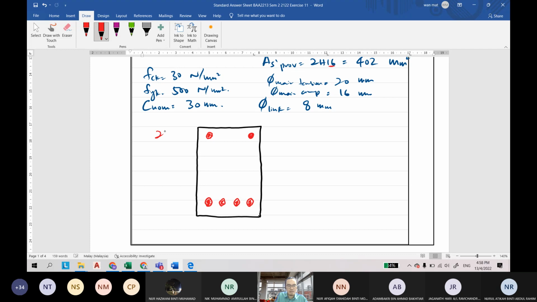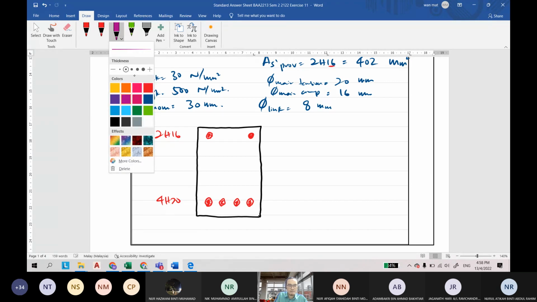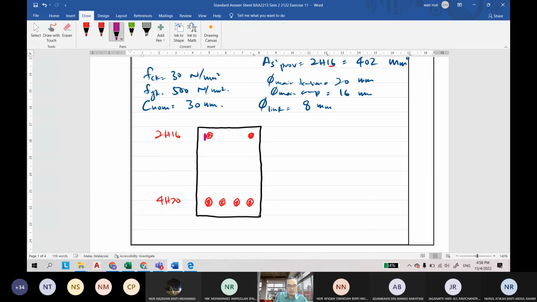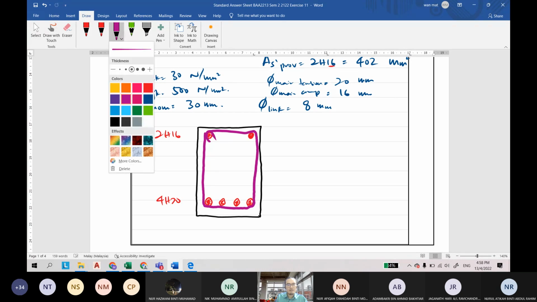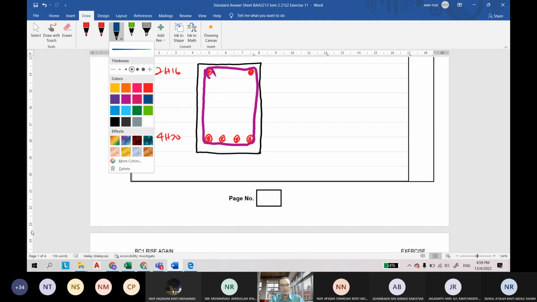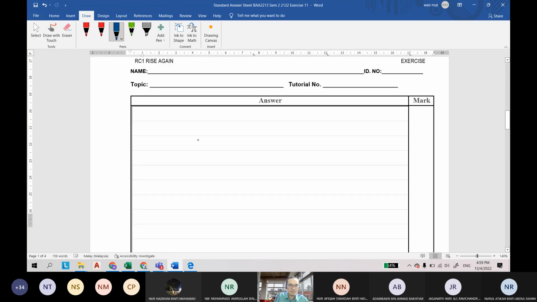So this is 2H16, 4H20, and for the shear, for the link, we have diameter equal to 8. So the first solution is we have to determine the value of D. This is the solution.